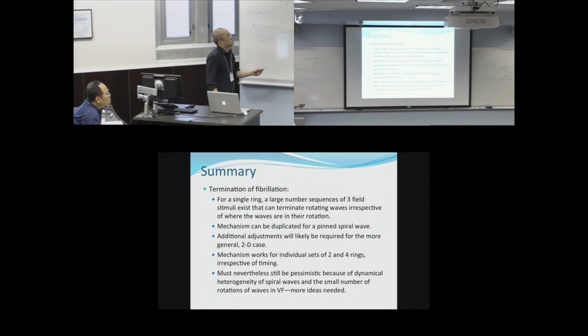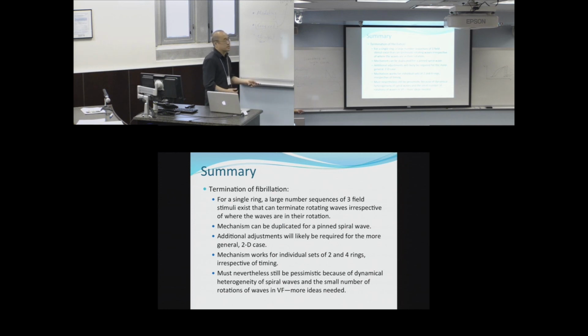The second part of my talk had to do with termination of fibrillation. Here what I've shown you is that for a single ring, there are lots of different sequences of 3 field stimuli that can terminate the rotating wave irrespective of where the wave is in its rotation, either physically or dynamically. We can show that this mechanism also works for a pinned spiral wave with a simple ion channel model. It will probably be necessary, although I've shown you some pretty good examples that it does work, to do other things in the more general 2D case, for example, when you don't have a pinned spiral wave. The mechanism also works for 2 and 4 rings, irrespective of timing, but it doesn't necessarily work for arbitrary combinations of rings.